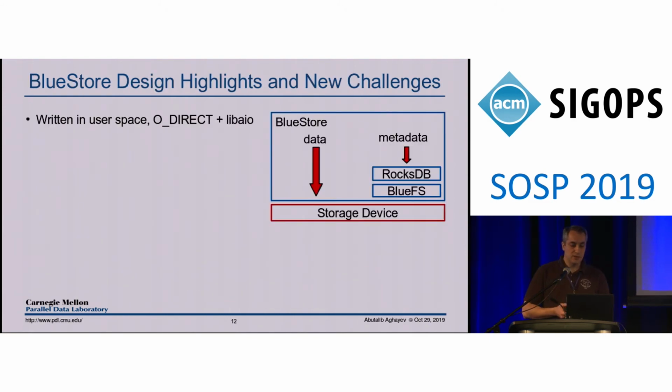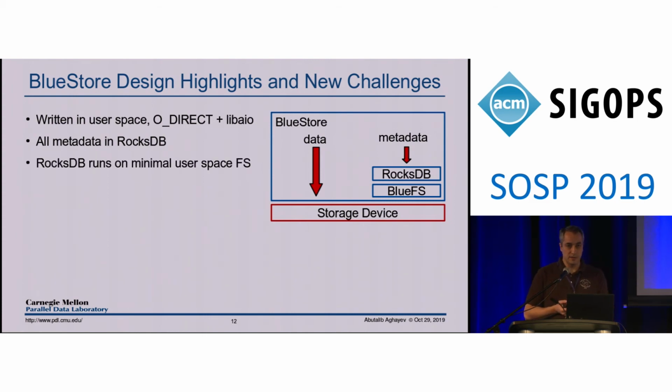So there are other important challenges that you can read about in the paper. Being a clean slate backend, BlueStore avoids most of these challenges by design. It is implemented entirely in user space and runs on a raw disk. It uses direct I/O and the in-kernel asynchronous libaio framework for reading and writing the disk. All of the metadata, including low-level metadata such as the extent bitmap, is stored in RocksDB, a key-value database. And RocksDB runs on a minimal user space file system called BlueFS, which just implements a handful of system calls that are needed by RocksDB.